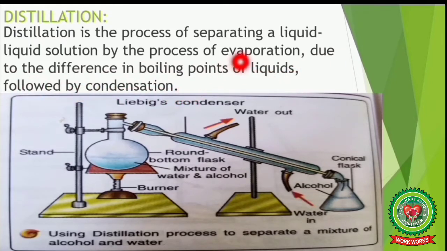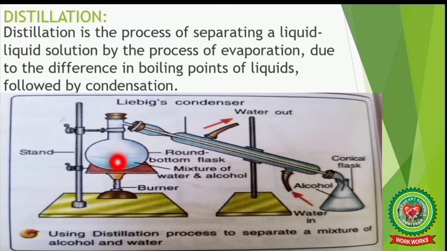Both processes are involved in distillation: evaporation means the process of change of liquid into vapors due to heating, and condensation means the process of change of vapors back into liquid state on cooling. Students, the mixture that is to be separated is taken in this flask called a round bottom flask. This is also called a distillation flask.